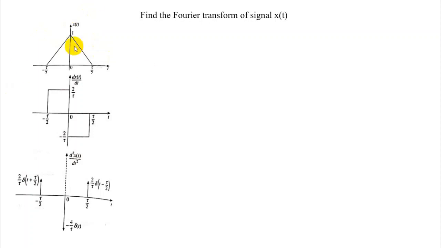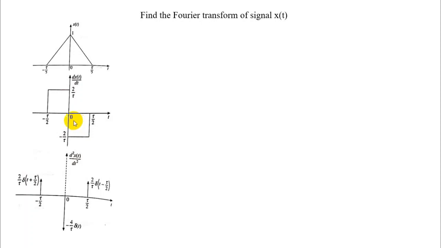So here this portion is actually the ramp. After differentiating we get the unit step like that. And this portion is also a ramp, having a negative slope. As we know, after differentiating the ramp signal we will get the unit step. So this portion is transformed to that, and this portion is transformed to that.